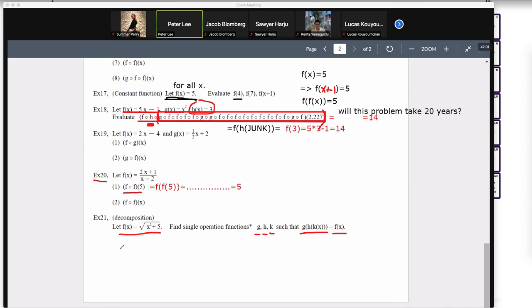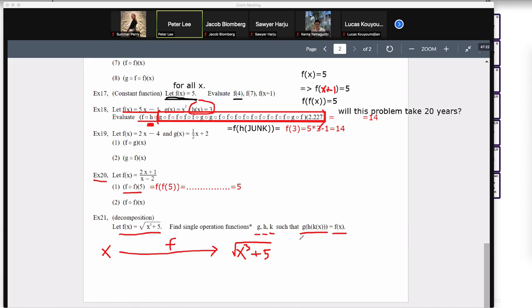If you look at this, what is this? Let me just do it for you. If you plug in x here, and then plug in the function f here, we get the square root of x to the 3rd power, and then plus 5. That is our function.